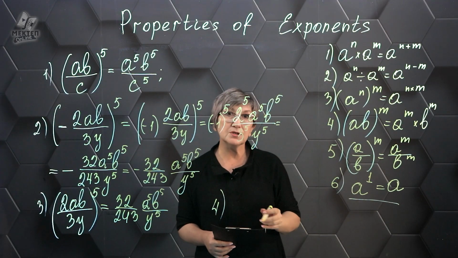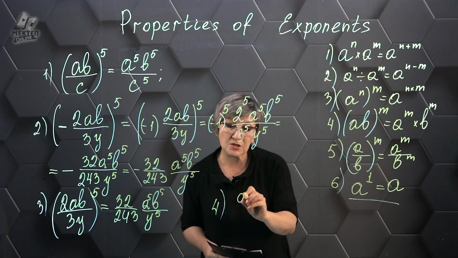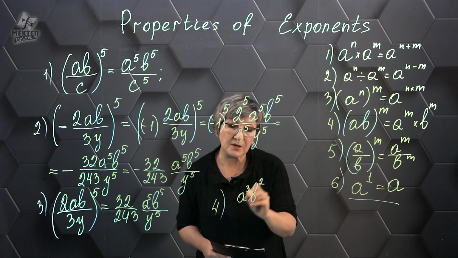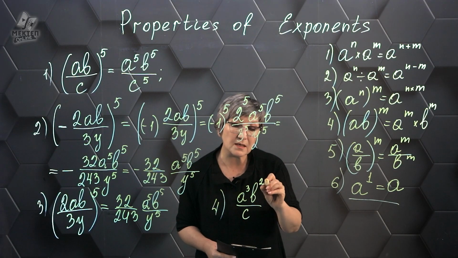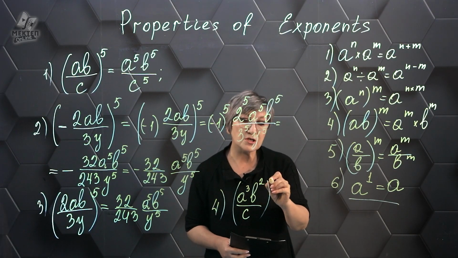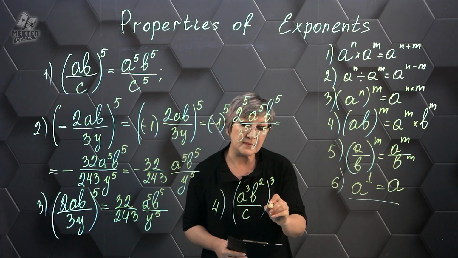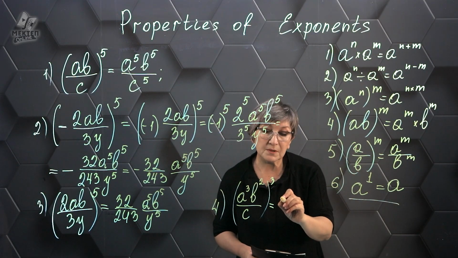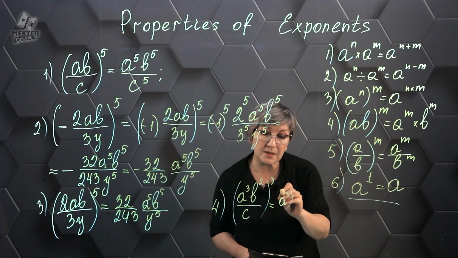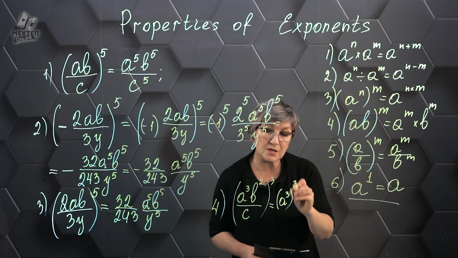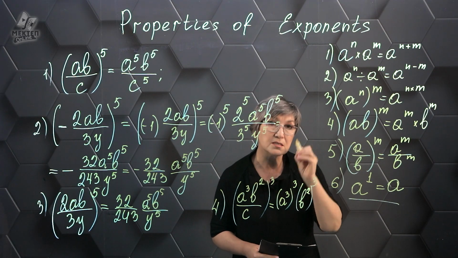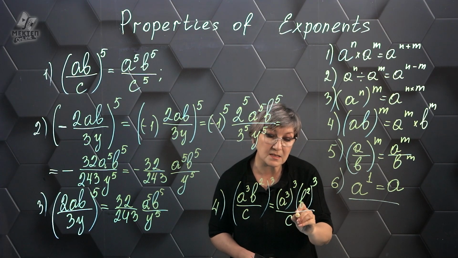If you take the following expression, a to the 3rd degree, b to the 2nd power, divided by c, and all of this expression is to the power of 3. Then, by the 4th property, we must raise a to the 3rd power to the 3rd power, b to the 2nd power written to the 3rd power, and divided by c to the 3rd power.